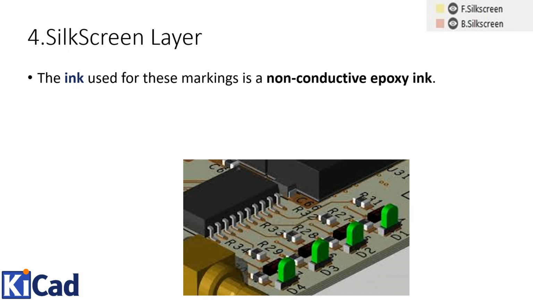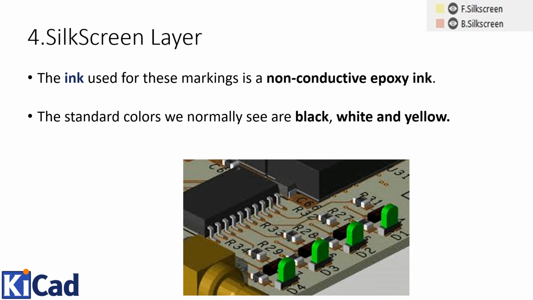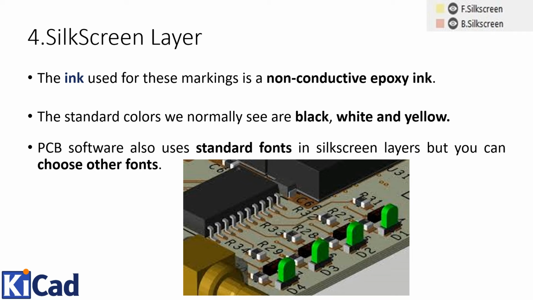The ink used for this marking is a non-conductive epoxy ink. The marking that we do on the PCB, that ink is a non-conductive epoxy ink. The standard colors we normally see are black, white, and yellow. PCB software also uses standard fonts in the silk screen layer, but you can choose other fonts.